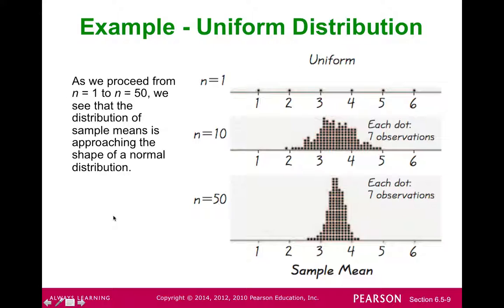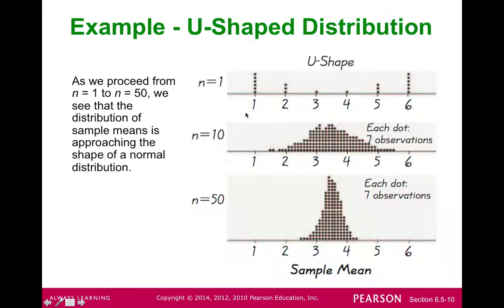So this is actually a uniform distribution. In this case, you can see that the values for our n equals 1 are spread out pretty evenly from 1 to 6. As we increase that n to 10, you can see that shape starts to form, although it's still spread pretty wide across the values here. And then as we get to n equals 50, you can see that bell-shaped curve form once again. And so again, as your n gets larger, your shape is going to approach that normal distribution closer and closer. And then here's what it would look like for a U-shaped distribution.